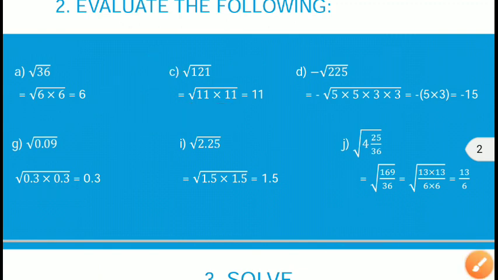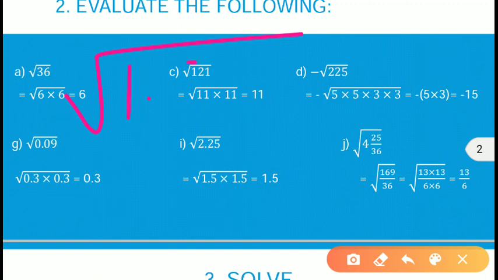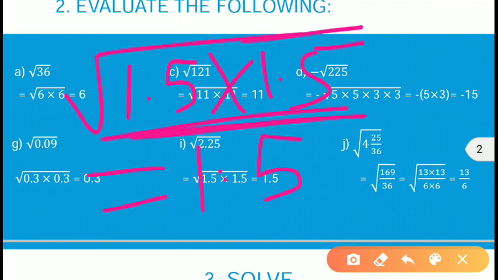Next is under root 2.25. Okay, when you factorize 2.25, you will get under root 1.5 into 1.5. So this is the one pair. From this one pair you write only 1 time 1.5, because this is the under root. Under root means you pair the two same digits, and from the one pair you write only 1 time the digit. Clear?